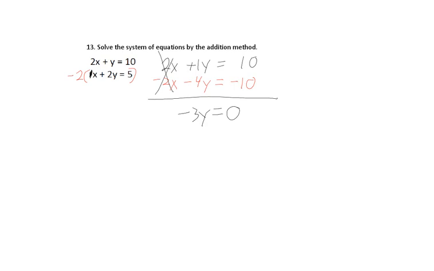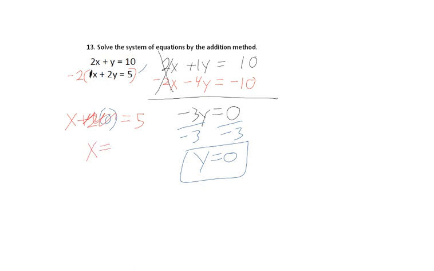Normally, we would divide by negative 3, and we still would. But guess what? 0 divided by anything is still 0. So your first answer is y equals 0. Once you have that, you can use any equation you want to find x. I'm going to pick the second equation this time. It looks easier. So that is x plus 2 times 0 equals 5. I love 0 because 2 times 0 is still 0. So all that's left is x equals 5. And that's your ordered pair, 5 and 0.